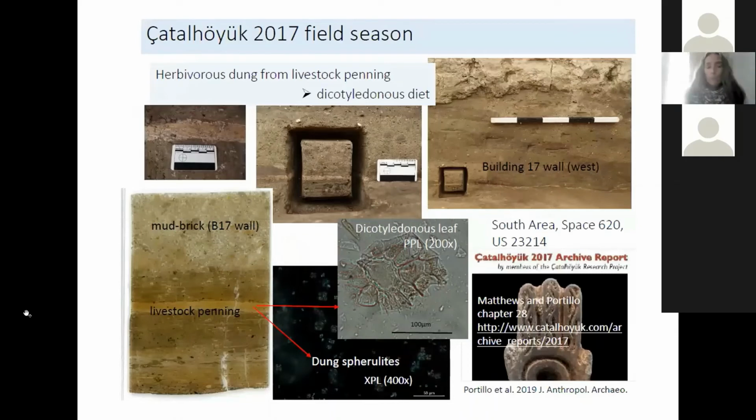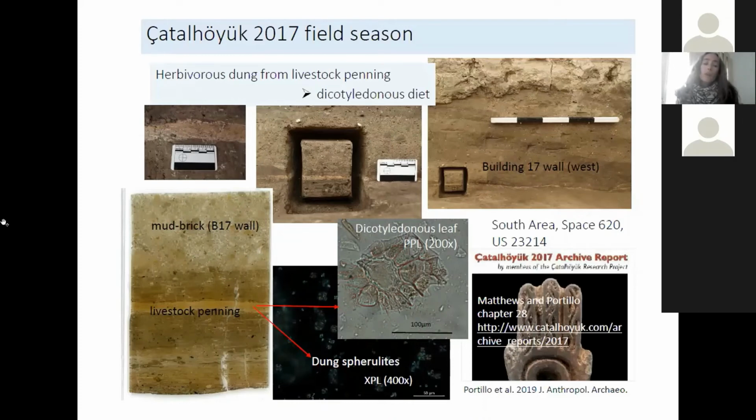This is an open space. You can see this line, completely orange, in the block itself, the detail, and in the thin section that Aroa made. She manufactured the slides also, and she did the micromorphology. And we have a succession of compacted animal dung. And here, the diet was completely different. It was dicotyledonous leaves in anatomical connection with an excellent preservation.